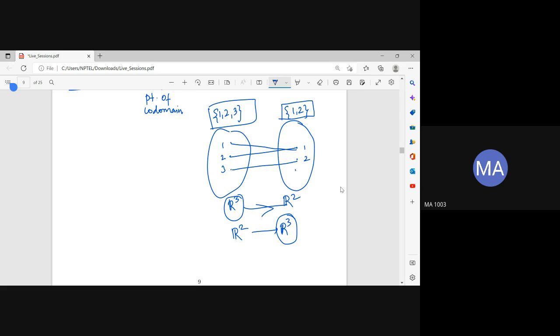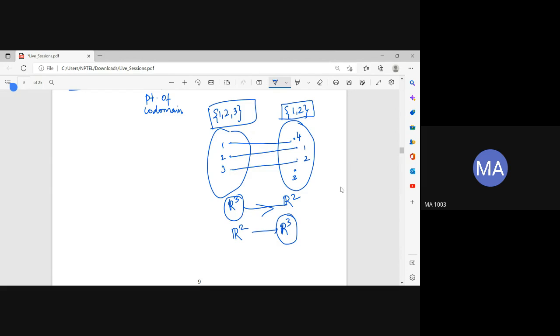Say if I had 3 and 4, and 1 is going to 4, 2 is going to 1, 3 is going to 2. There's definitely going to be one element that's left out, because I cannot send one element to 2 elements. So when the codomain set is bigger, it cannot be onto. When the domain set is bigger, it cannot be 1-to-1.